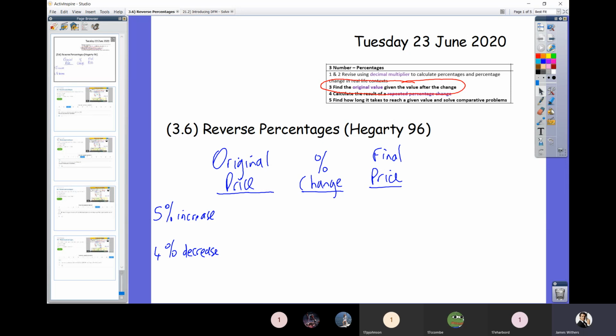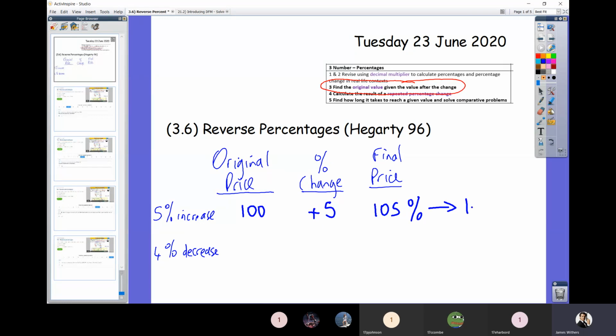Now, all the practice we've done so far with the multiplier, we've started off by saying there's been a 5% increase in the price of the car or a 4% decrease in the price of the car. Just to remind you, we'd figure out the multiplier. Start off with 100. If there's a 5% increase, we add on 5 to give us 105%. Divide by 100, and that gives a multiplier of 1.05.